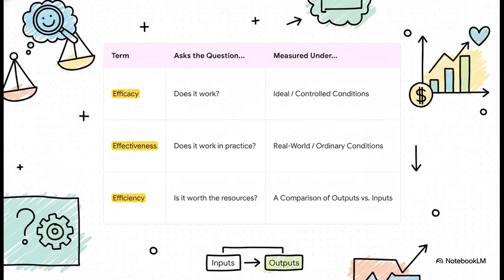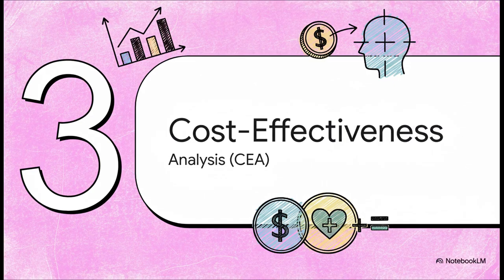This table really shows the logical journey for any new health intervention. You have to clear each of these hurdles in order. I mean, a treatment can't be effective if it doesn't have efficacy. And you can't even begin to talk about efficiency until you know for a fact that it's effective out there in the real world.